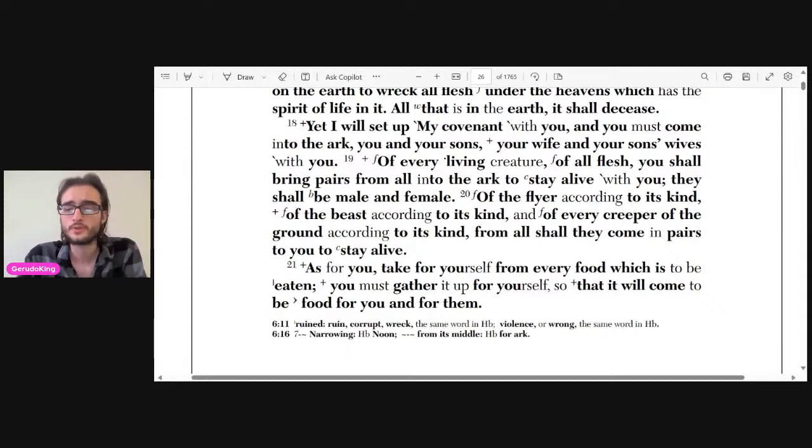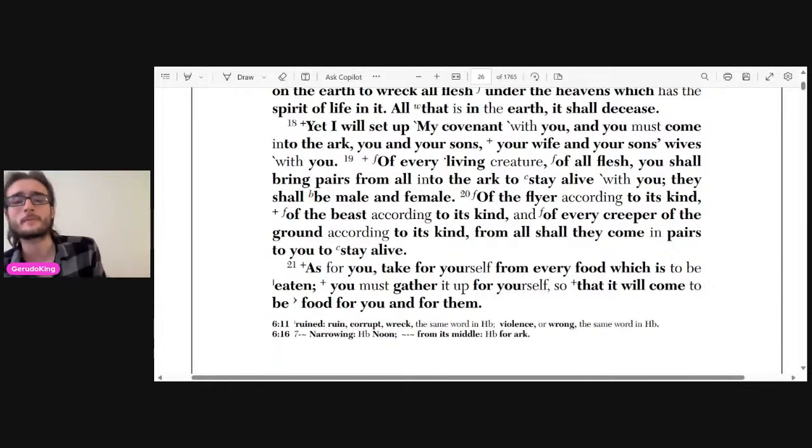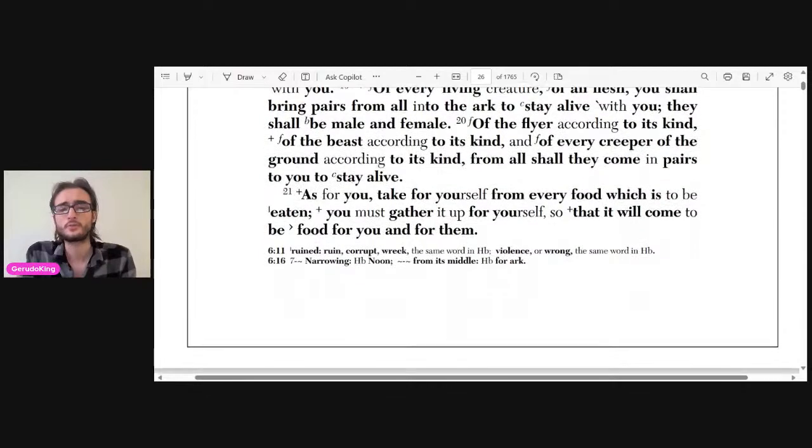Of every living creature of all flesh, you shall bring pairs from all into the ark to stay alive with you. They shall be male and female. Of the flyer according to its kind, of the beast according to its kind, and of every creeper of the ground according to its kind, from all shall they come in pairs to you to stay alive. As for you, take for yourself from every food which is to be eaten, you must gather it up for yourself, so that it will come to be food for you and for them.